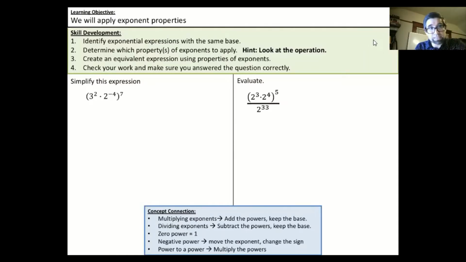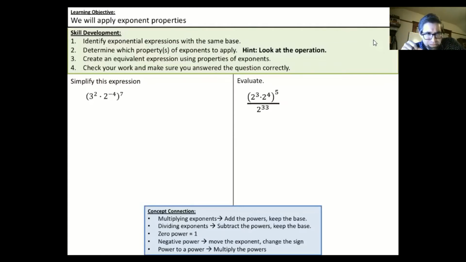Step one, as always, identify exponential expressions with the same base. Now, in this one, I do not see exponential expressions with the same base. I have a 3 to the second and 2 to the negative fourth. So they don't have the same base here. Well, let's go to the next step. Determine which property of exponents to apply.